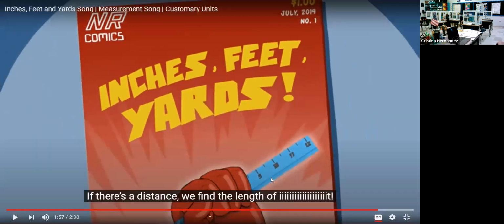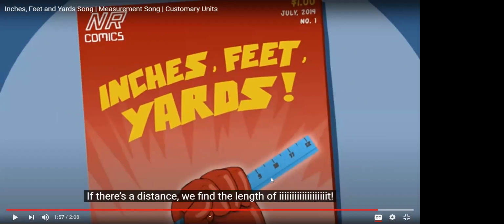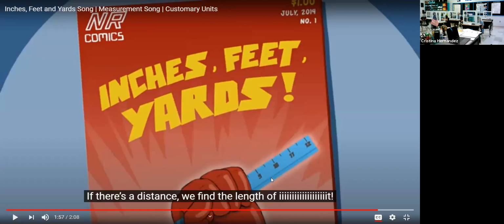How many inches are in a foot again? 12. How many feet are in a yard? 3. Good job. That's what we're going to be doing here.